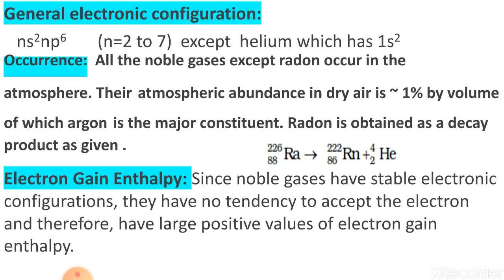Now students, let us focus on the next property, that is electron gain enthalpy. Since noble gases have a stable electronic configuration, they have no tendency to accept electrons, and therefore they have a large positive value of electron gain enthalpy. This is also one of the most important points regarding the group 18 elements: why the electron gain enthalpy of group 18 elements is positive or 0. You have to write the answer in terms of electronic configuration.